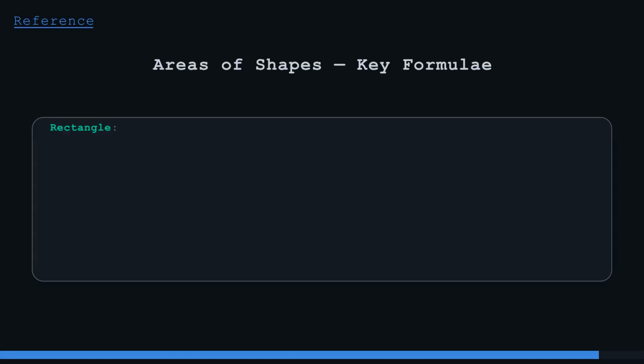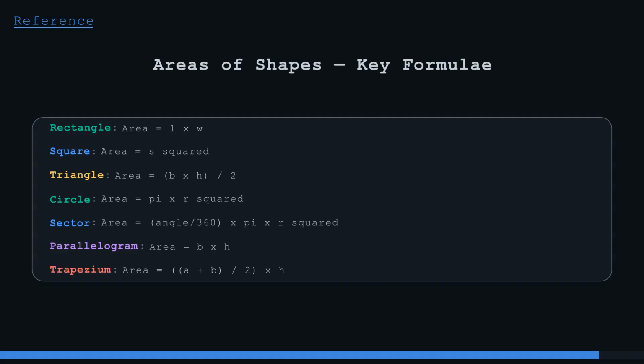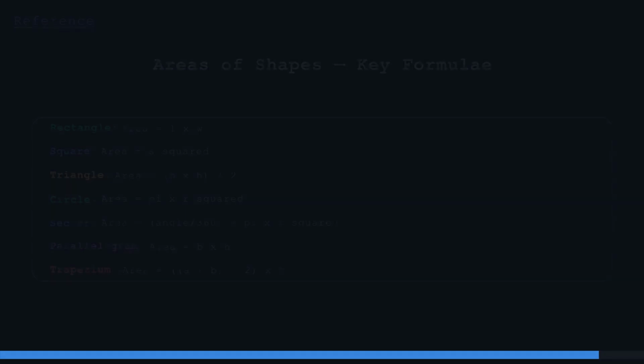Here is your reference card for areas. Rectangle, length times width. Square, side squared. Triangle, base times height divided by 2. Circle, pi times radius squared. Parallelogram, base times height. Trapezium, average of the parallel sides times height.